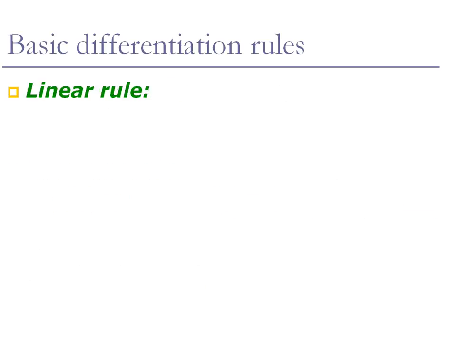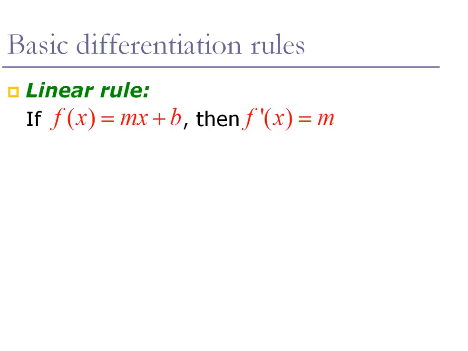Here is another example, the linear rule. Remember, with the derivative, we're looking for the slope of the tangent line. Well, what happens if our function is a line? If our function is a line, the slope of the tangent line will be the slope of the line itself. And therefore, we can say that if we have a function of the form mx plus b, whatever m and b are, then its derivative is just m, the slope.